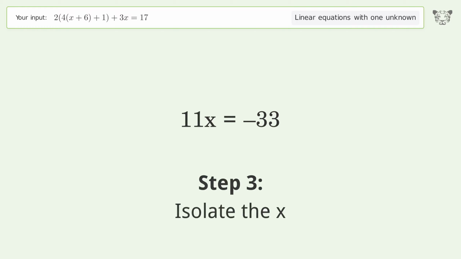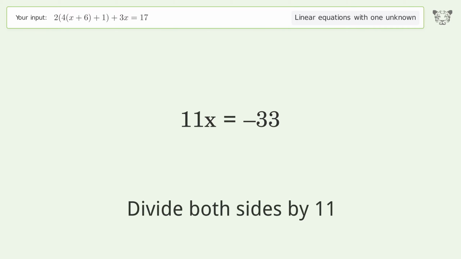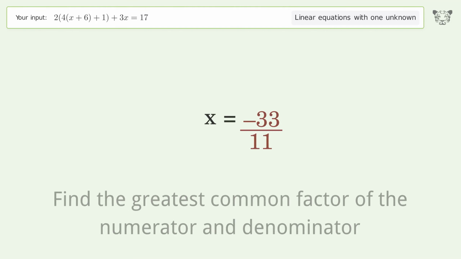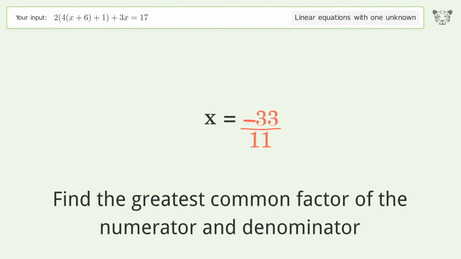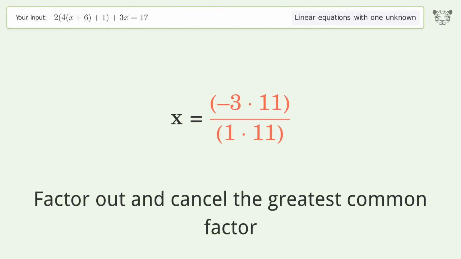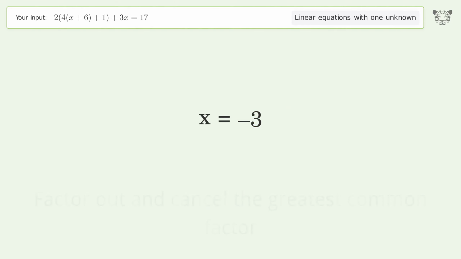Isolate the x. Divide both sides by 11. Simplify the fraction. Find the greatest common factor of the numerator and denominator. Factor out and cancel the greatest common factor. And so the final result is x equals -3.